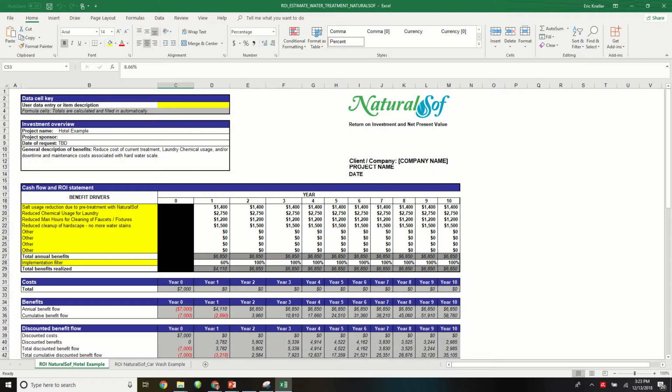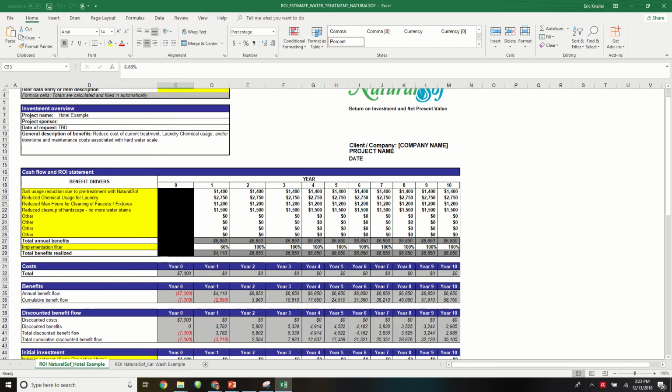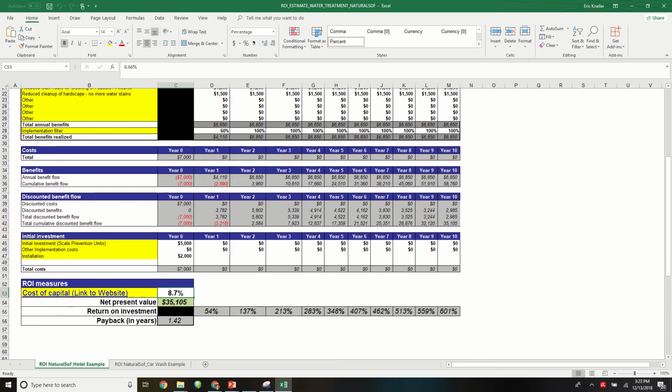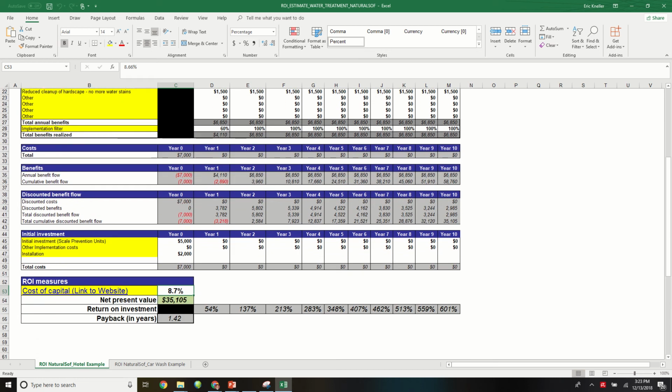You type in annually what that cost is, and then up top here you're also going to put in the percentage of the full year you expect to realize savings based on the timing of the installation. Then as I scroll down here, the only piece of information you need to know is what the cost is going to be to install the NaturalSof units and implement the application.